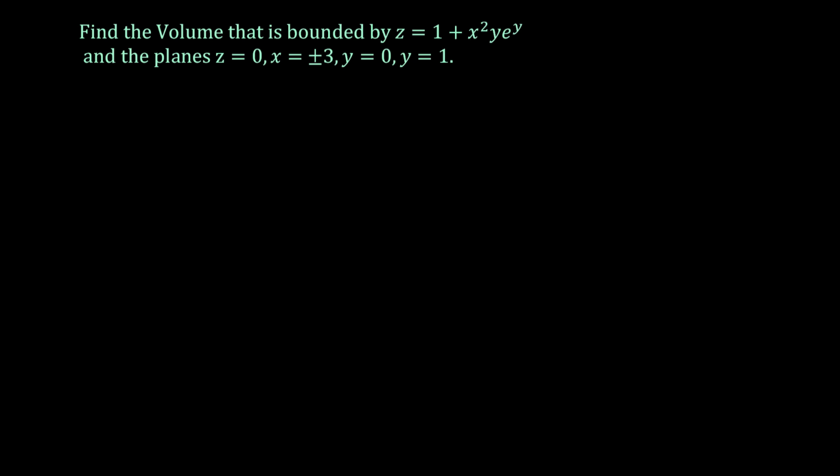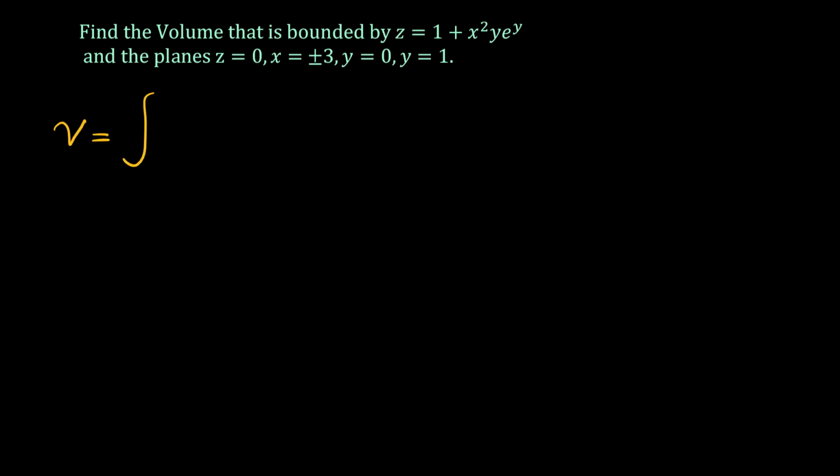Find the volume that is bounded by the surface z equals 1 plus x squared y e to the y, and the plane z equals 0. Attention, z equals 0 is the xy plane, so we want to find the volume of the solid that is below this surface, above the xy plane, and x is between negative 3 and 3, and y is from 0 to 1. Immediately we can write the double integral for this volume.